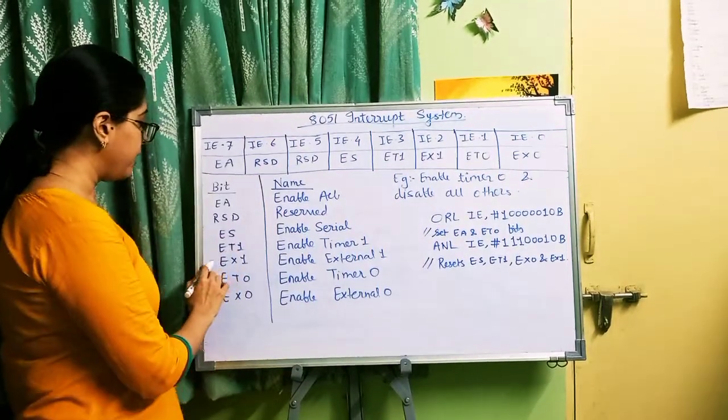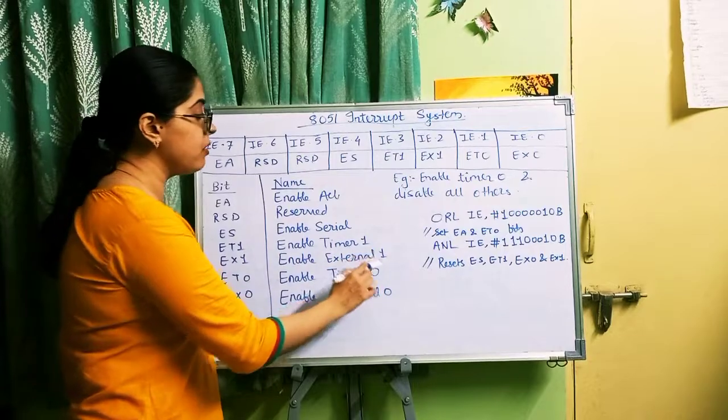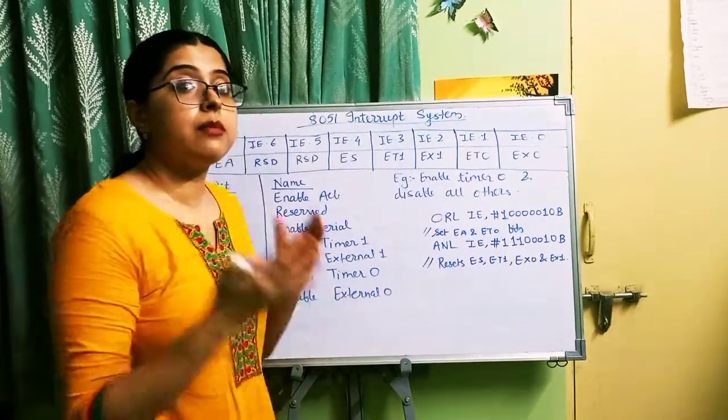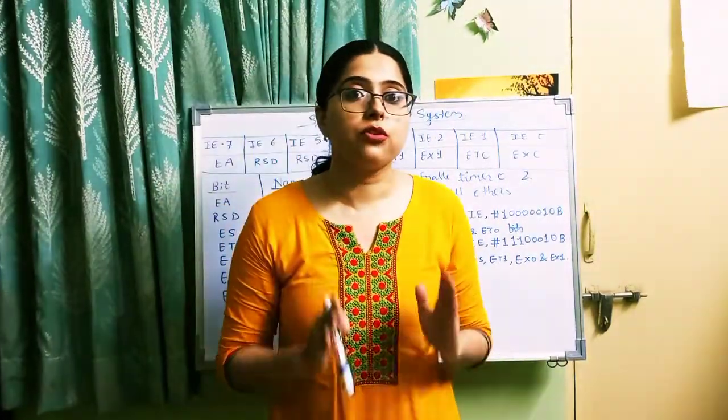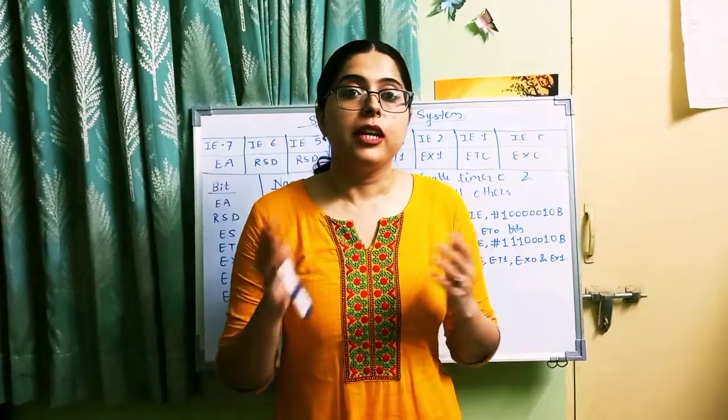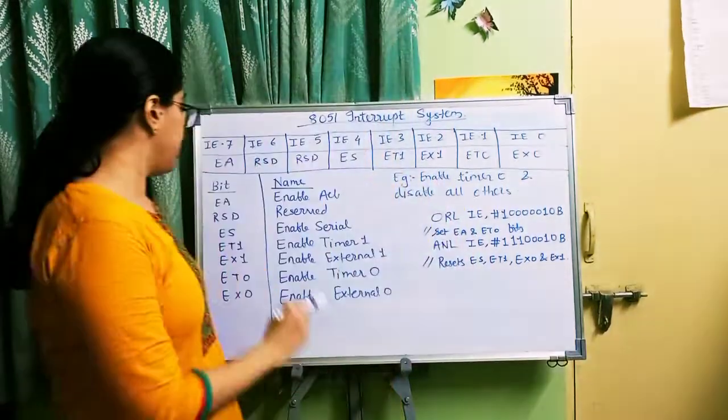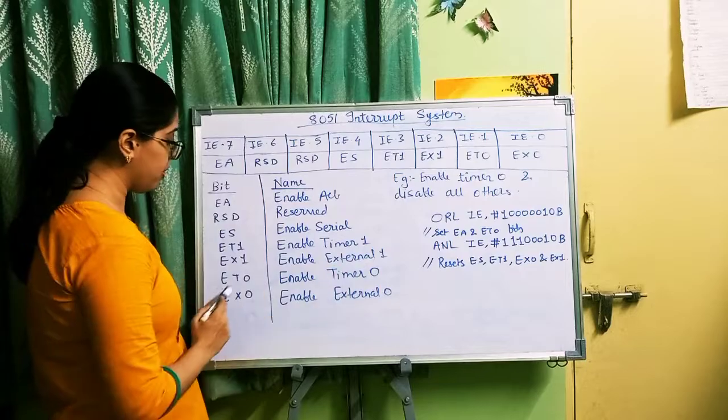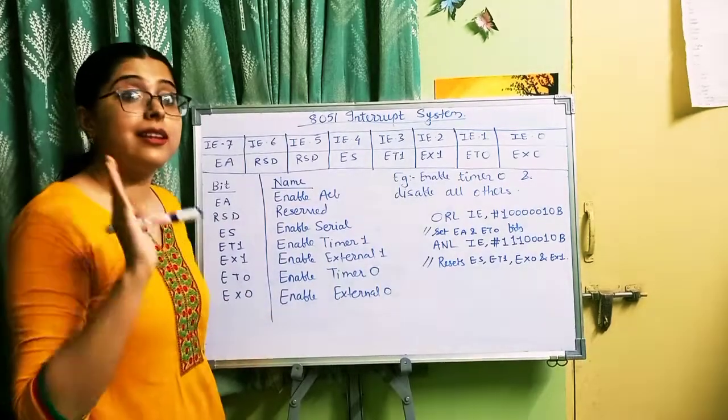And EX1 enables external interrupt 1. An external interrupt means that when memory or a device is connected to the microcontroller or a microprocessor, it can send an interrupt only if enable external 1 or enable external 0 is enabled.